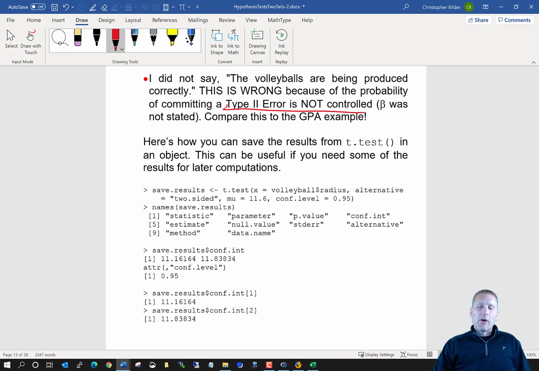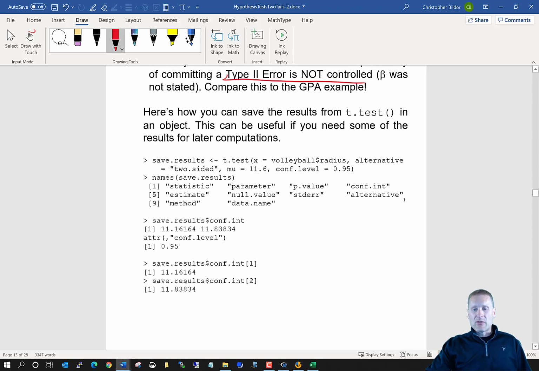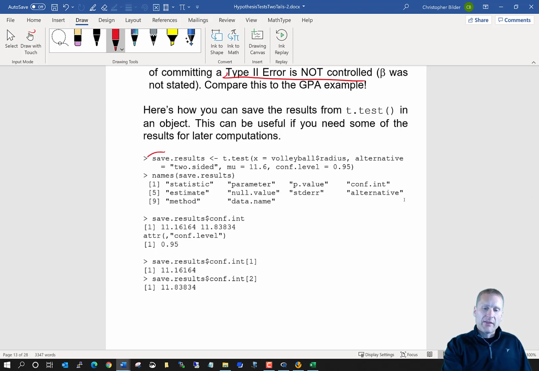Okay. So now just as a reminder, you can get this information from t.test and put it into an object itself. So for example, if I say save.results gets the results from t.test, I get what's referred to as a list as a type of object. And if I use names with a list, I see all the information that's located inside of it. And I can pull out bits of information from inside of it by using the $ sign and whatever is given here in the list.